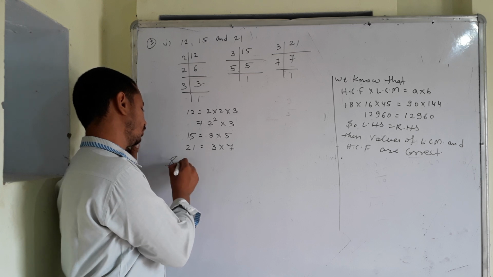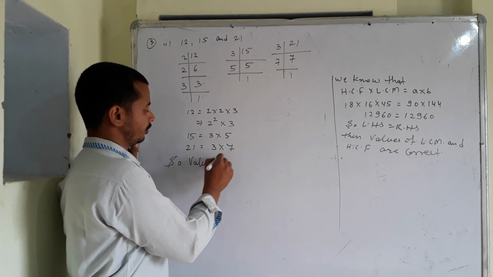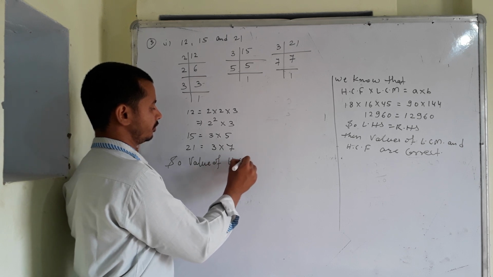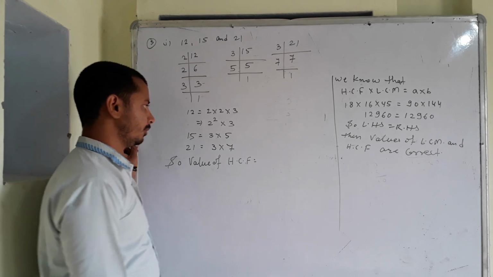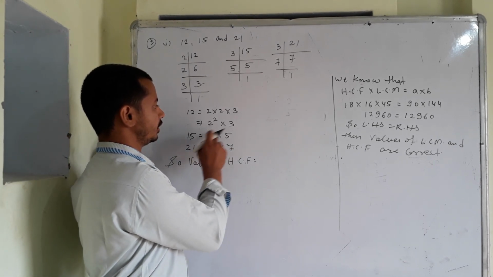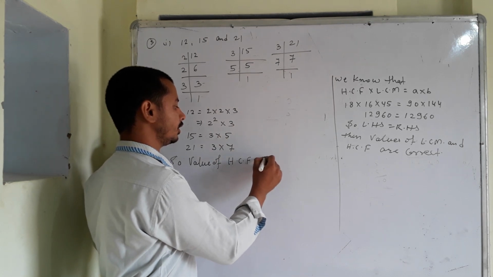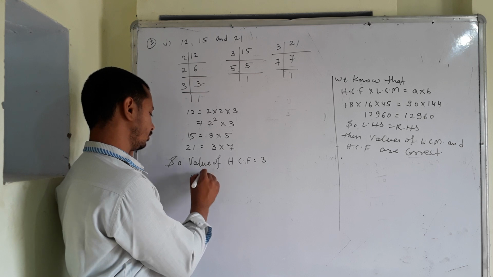So the value of HCF is the minimum power of the common factor, and the common factor is 3, and the minimum power is 3 power 1, so we find 3.